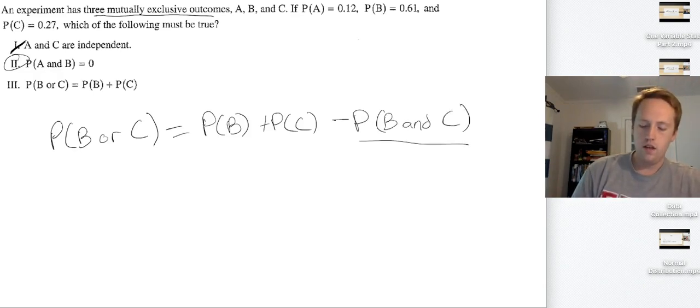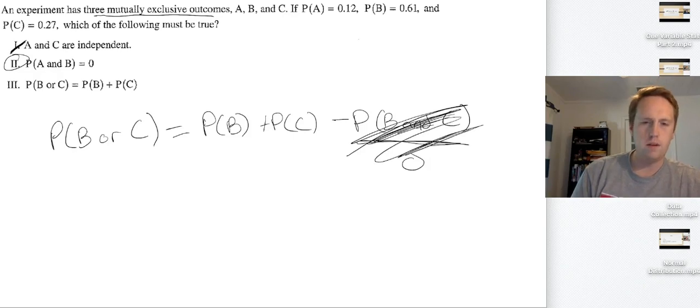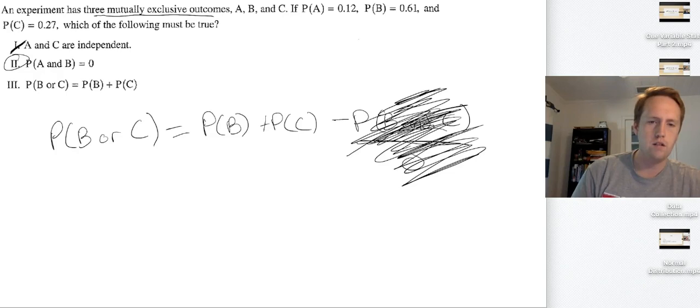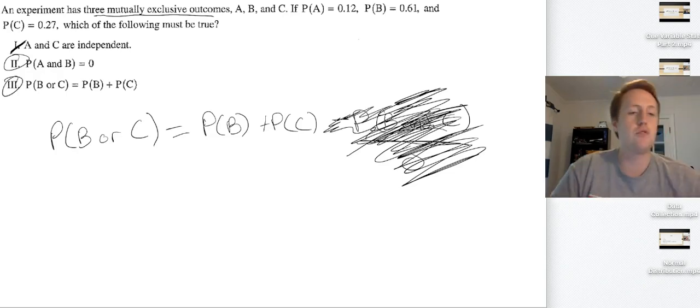B and C are mutually exclusive. So this is 0, so that goes away. This doesn't say divide by 0. Don't try and tell people that I told you to divide by 0 because it didn't happen. Okay, so that means that this is in fact true since they're mutually exclusive.